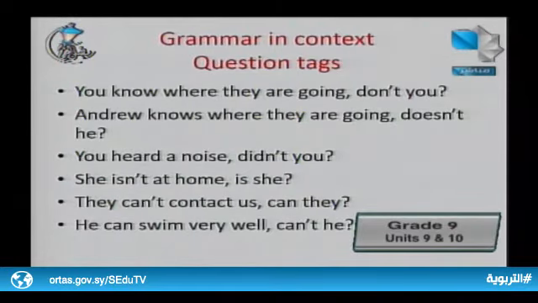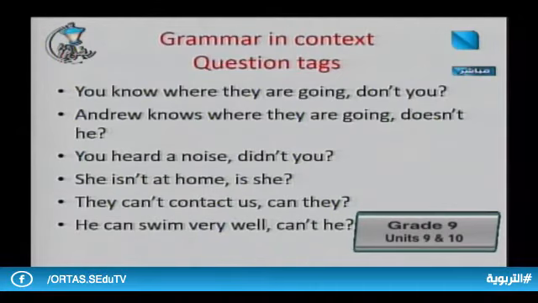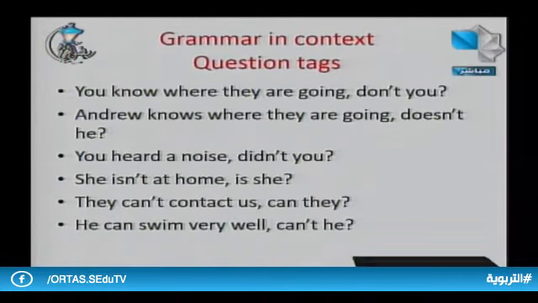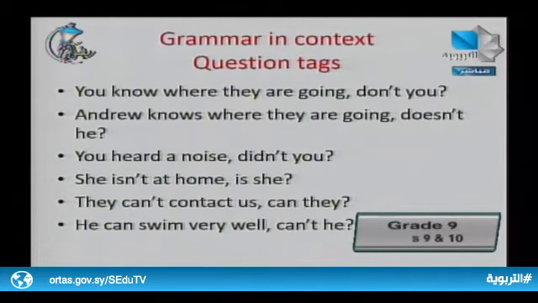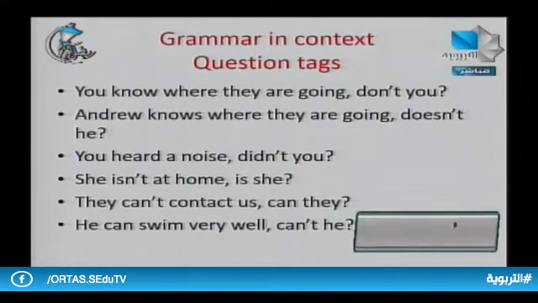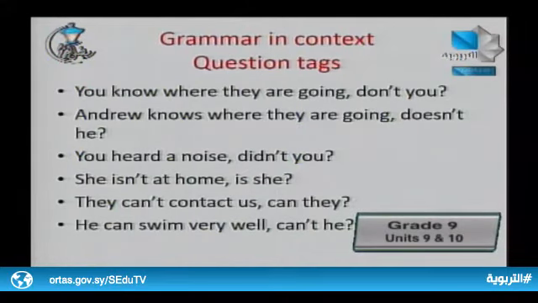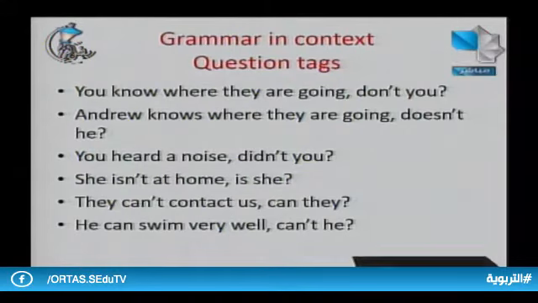You heard a noise. Here, is it present? It is in the simple past. So we know the tense is simple past, so we use did. But because the sentence is affirmative, we use did not you, or didn't you. Here in this sentence, for example, she isn't at home. Here we have the verb to be, isn't, in the negative form. We write it in the positive form: is she.